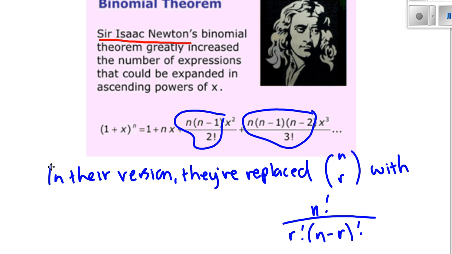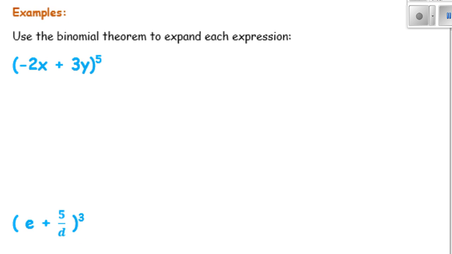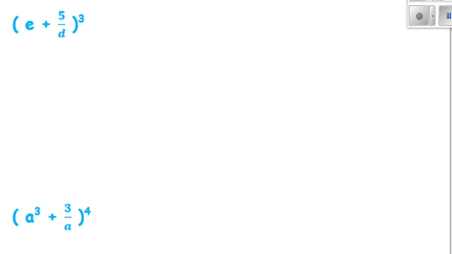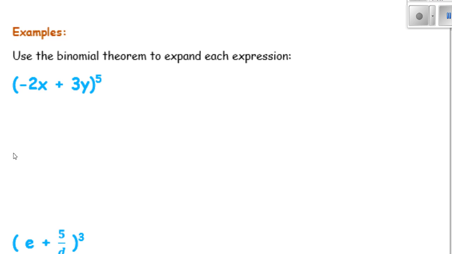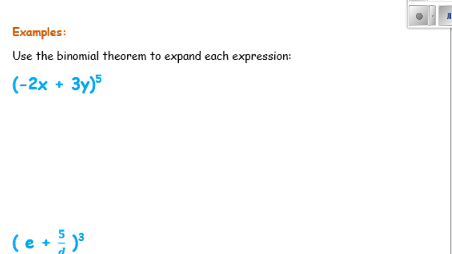So now enough of that business. Let's just move on to actually doing some real ones. I tried to include some more challenging ones, a little bit in the style of some of the ones in your textbook. See how they're a bit more challenging because you've got fractions. You still do it in the same way, you just have to go super carefully. Use the binomial theorem to expand each expression.